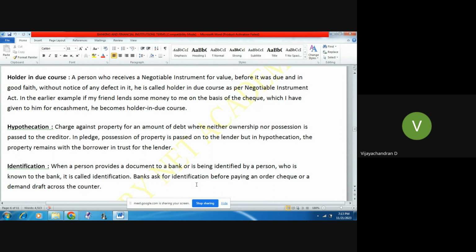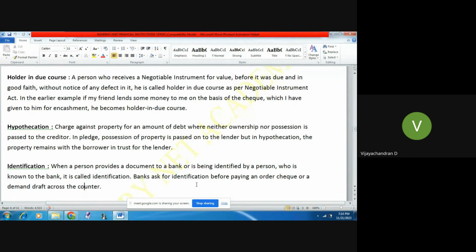But what is the difference? In both cases, hypothecation and also pledge, you are pledging the movable goods, and in the hypothecation you are hypothecating the movable goods. But both cases are movable goods. But what is the difference? The possession. The possession of the goods will be retained with the borrower in the case of hypothecation.